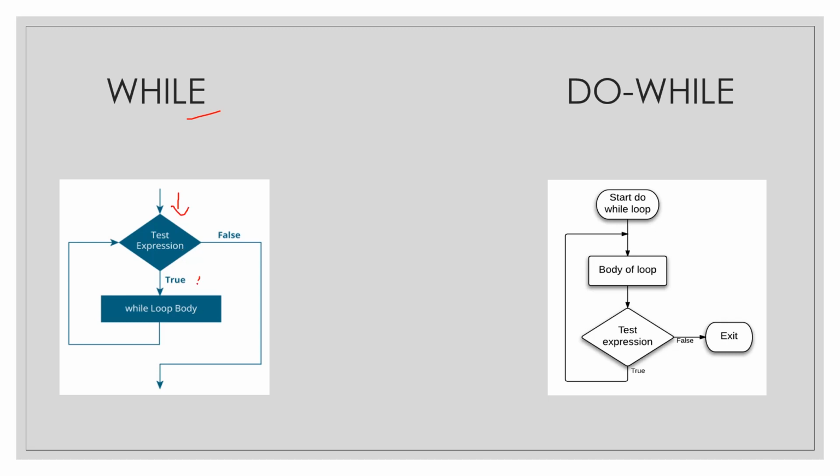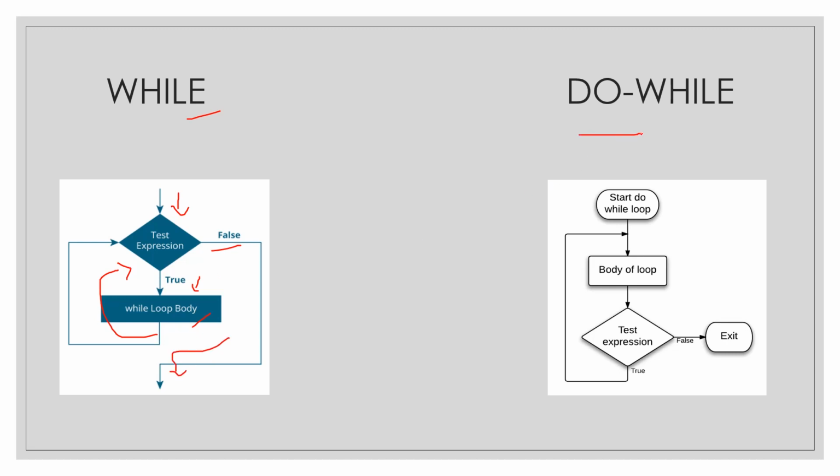If it is true, the while loop body is executed, and the order of execution again goes back to the test expression checking. It goes on until the test expression is false, and finally it exits out of the loop.